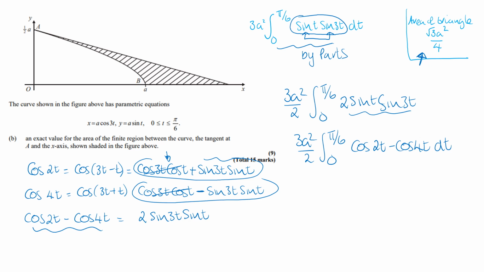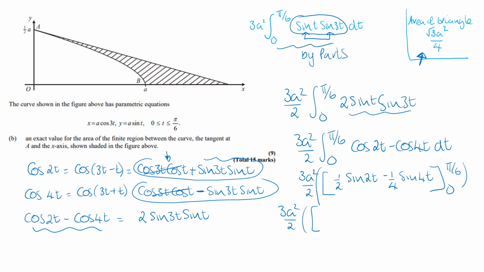So now it's easy to integrate: 3a squared over 2, and we're going to times that all by the integral. Integrating cos is going to be a half sine 2t minus a quarter sine 4t between 0 and pi by 6. So we've got our 3a squared over 2, putting our limits in. Pi by 6 doubled is going to be 2 pi by 6, which is pi by 3, which is 60 degrees.